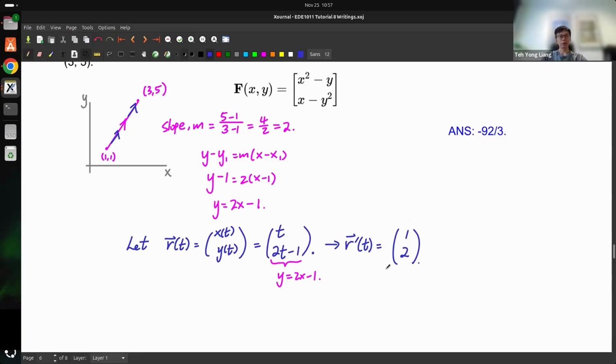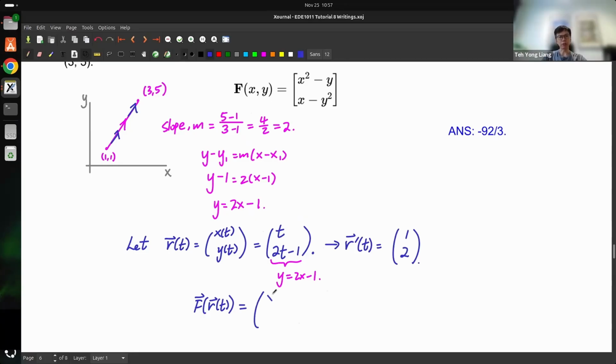Yeah, so once you have that, then you just write down the F in terms of r of t. So that means substituting the x by t, and substituting the y by 2t minus 1. So you see this is x squared minus y, x minus y squared.